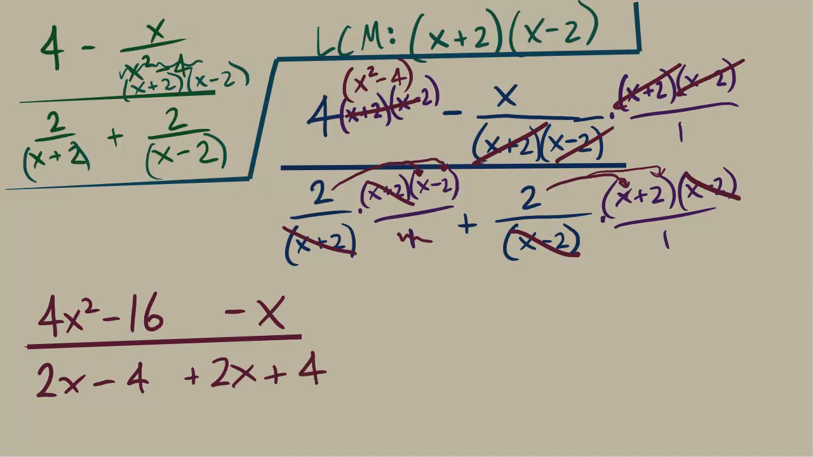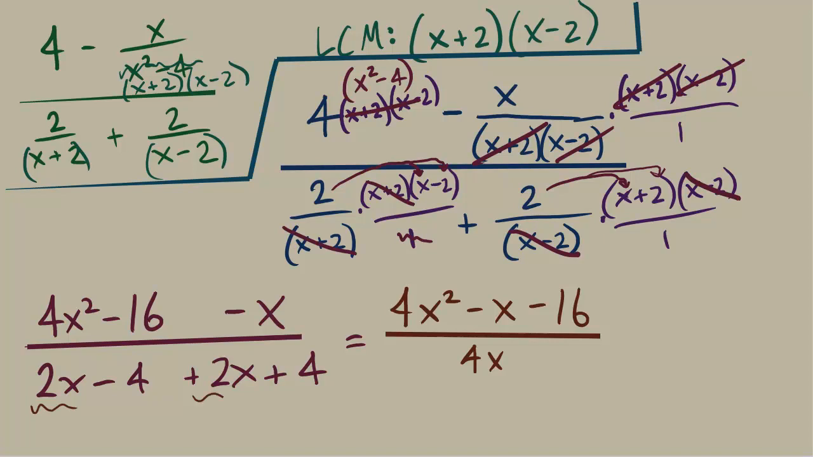A quick check that at this time we don't see any more small fractions. That was our goal with the first part, multiply every term by the LCM. We don't see any smaller fractions, so next it is combine like terms in the numerator and combine like terms in the denominator. In the numerator, we ended up with 3 unlike terms. I just wrote them in descending order, 4x squared minus x minus 16. In the denominator, 2x plus 2x gave us the 4x, and then negative 4 with the positive 4 equaled 0, canceled out.